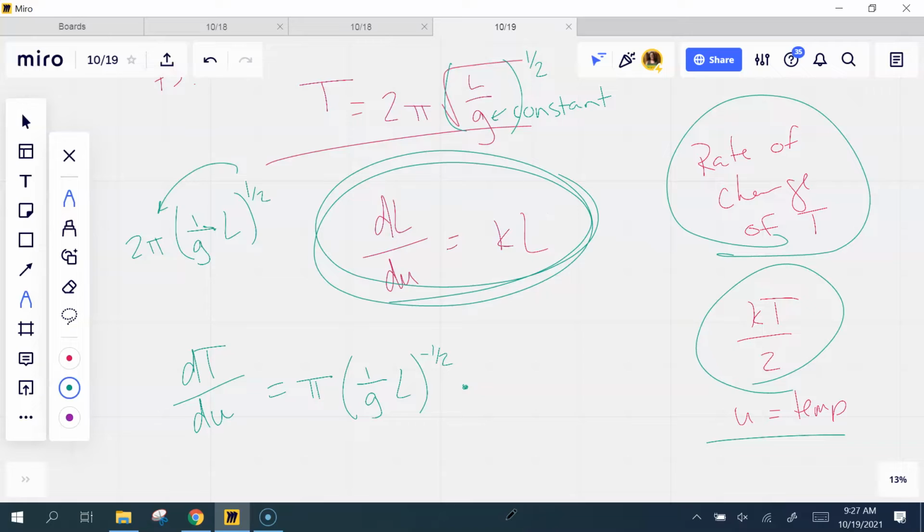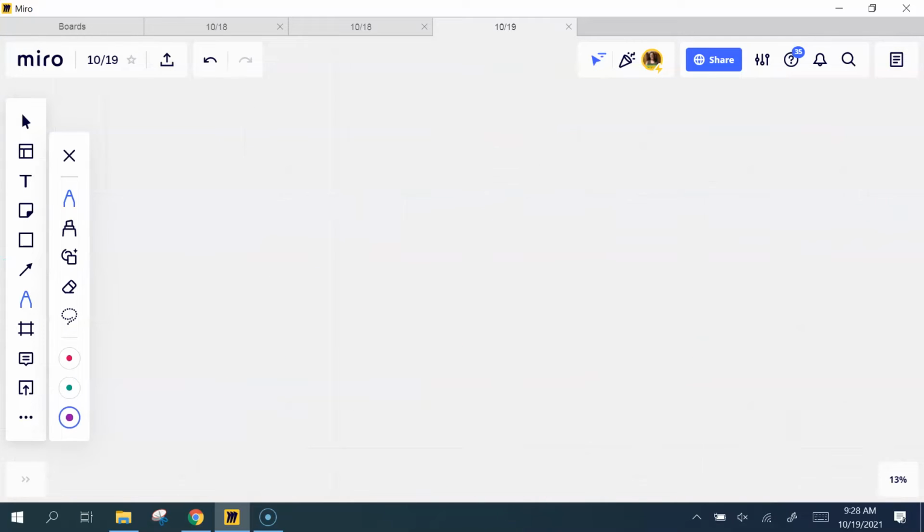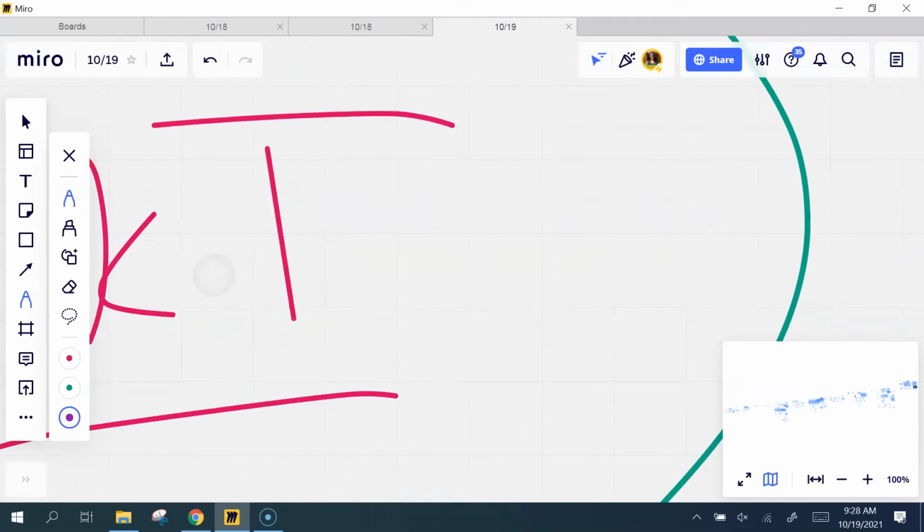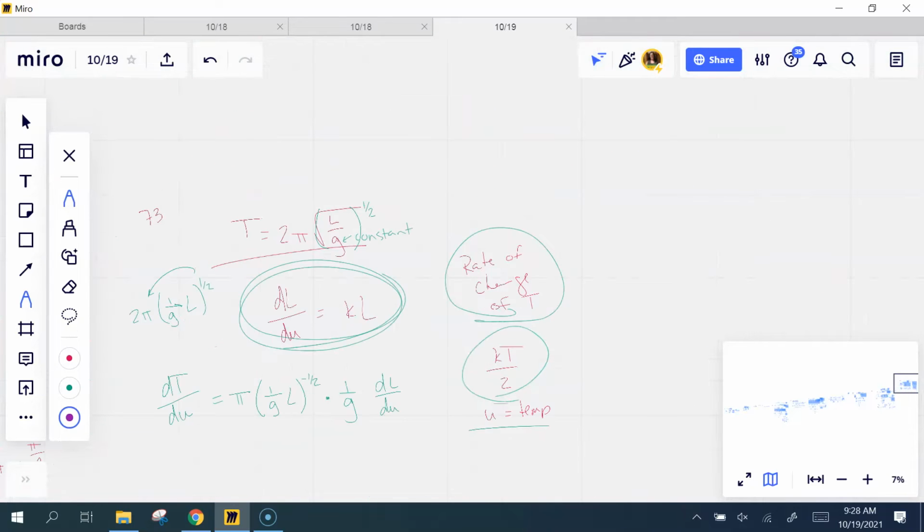You don't have to do quotient rule there because G is a constant. So if that was just 1/5 there, what would the derivative be? 1/5. So I'm going to do 1 over G. But remember, because I'm with respect to U, I need to throw a dl du in here. That's the constant. Remember, this is a constant. L is a variable.